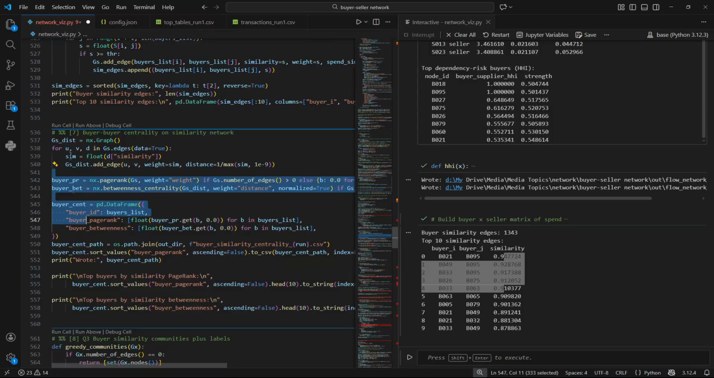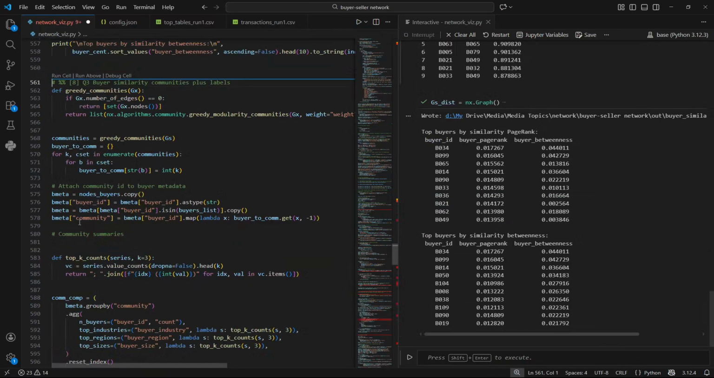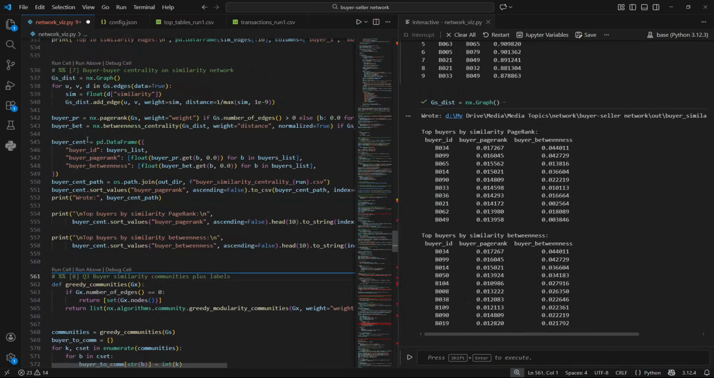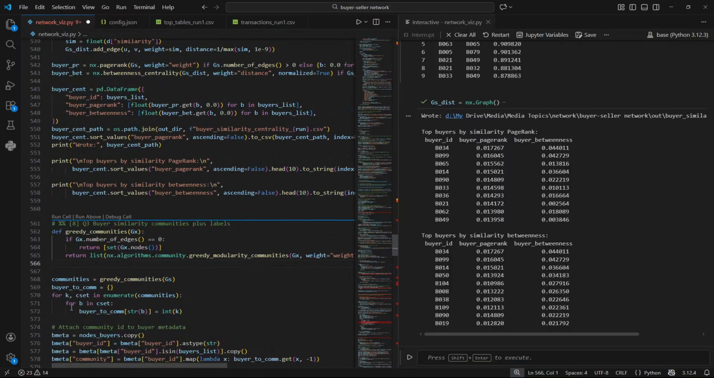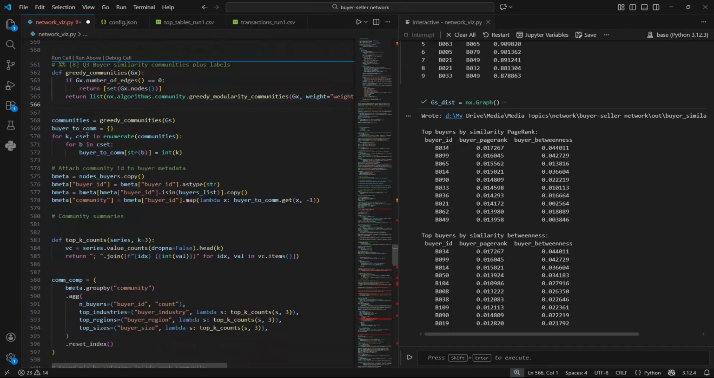But same thing, you can repeat the same idea and calculate on a different network. Same idea, betweenness and PageRank, although the intuition and the meaning will be much different because the meaning of having a link is different in this network. And lastly, we're going to do the community detection based on the similarity in the buyer network that we've done.